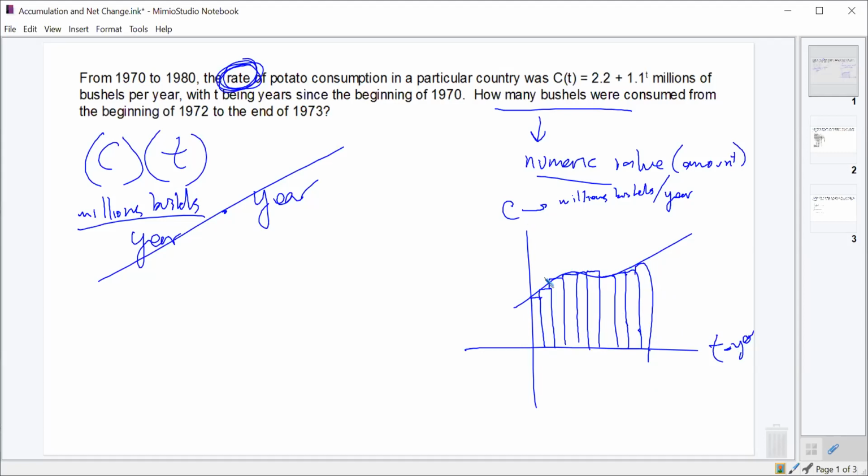So we don't even need to find the average value. We could, but we don't need to, because we can find the exact value of the area underneath this curve by simply doing an integral of our function. The integral effectively multiplies these width units, these t's, these years, by these c values, these millions of bushels per year, to cancel out the years and give millions of bushels. Does that make sense or no?